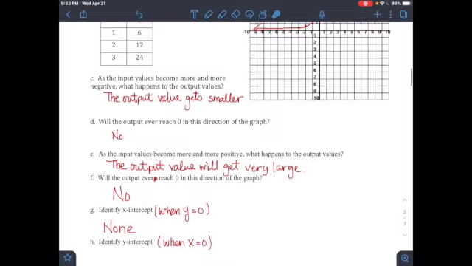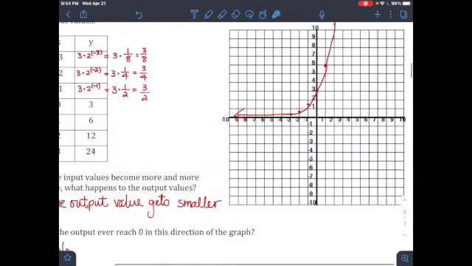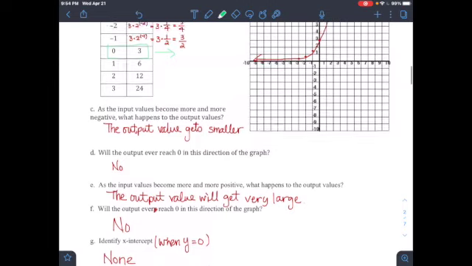Then the next one: find the y-intercept. That's when x equals 0, and that's right here. When x equals 0, then y is going to be 3.